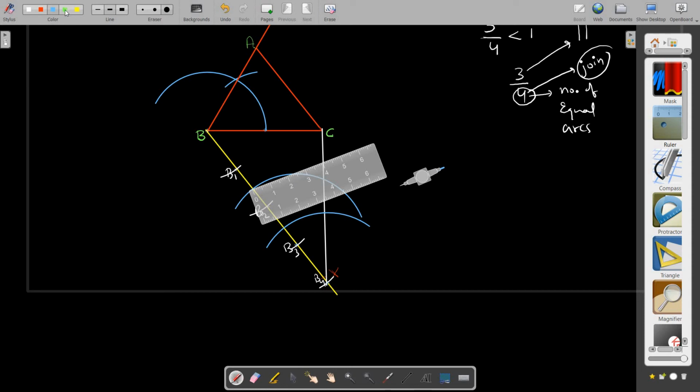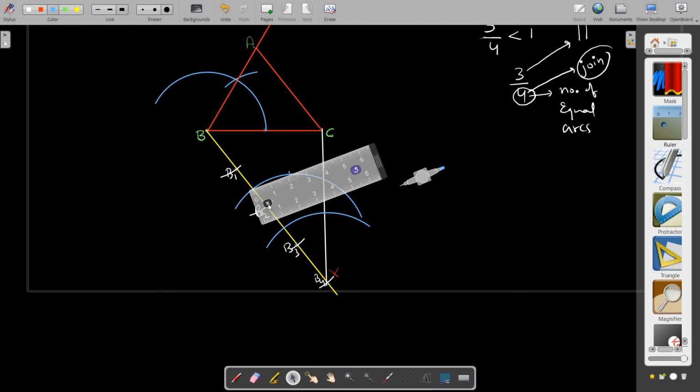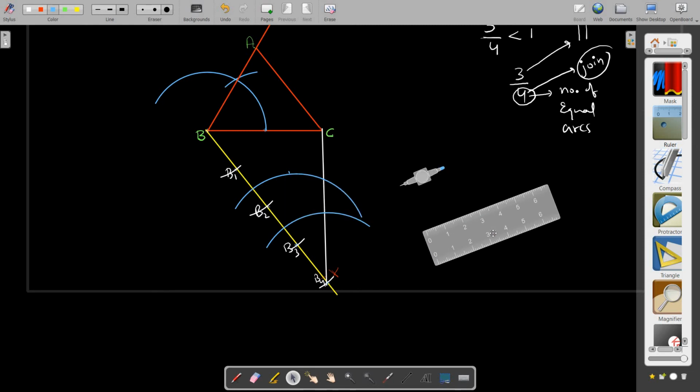Now mark the point where you see 2.2. Yes. And after this, once the point is marked, then we have to join. I just make the mark a bit strong. This is the point, right? Join B3 to the point of intersection of arcs.